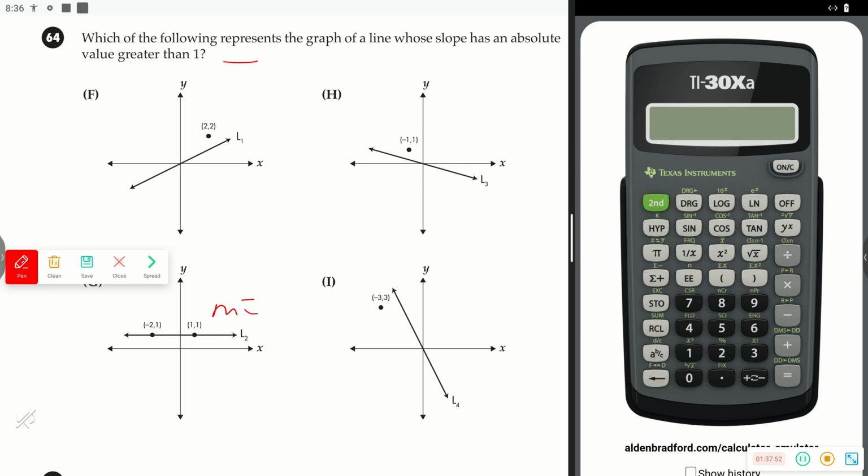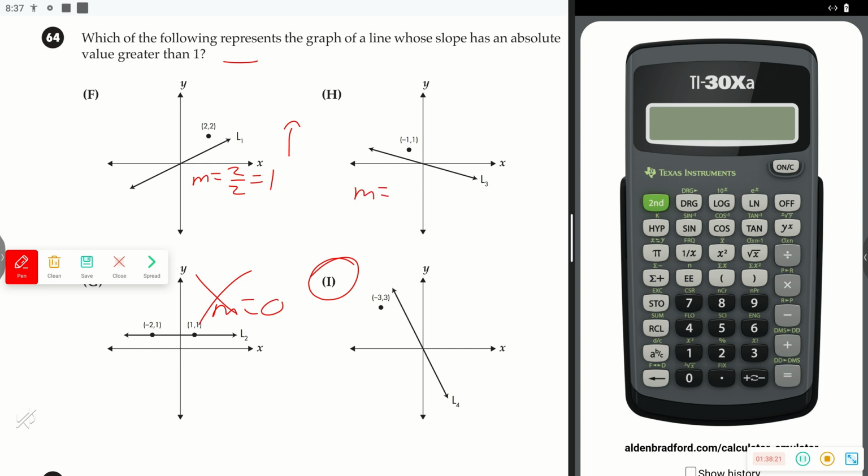This one, the slope equals 0. Definitely not it. We're looking for something that is going to rise more than it goes over. So we're looking for something that's steep. And that's going to be set I. Because this one, actually, we're going m equals 2 over 2. That equals 1. This one is also up 1 over 1.